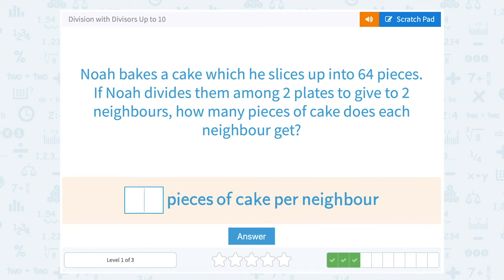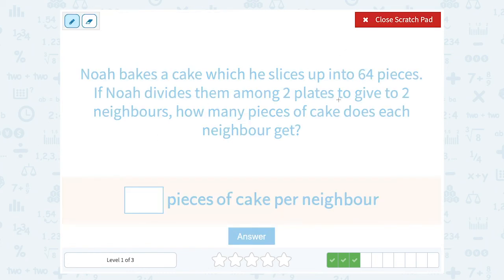Noah bakes a cake, which he slices up into 64 pieces. If Noah divides them among 2 plates to give to 2 neighbors, how many pieces of cake does each neighbor get? Okay, he has 64 pieces total, and he's dividing it evenly by 2 for his 2 neighbors. Since we're dividing by 2, of course you can think of that as half, right? You might be able to say off the top of your head, what's half of 64? That's one way to answer this.